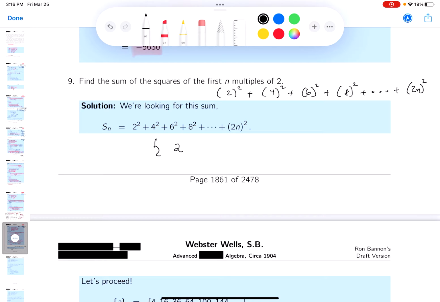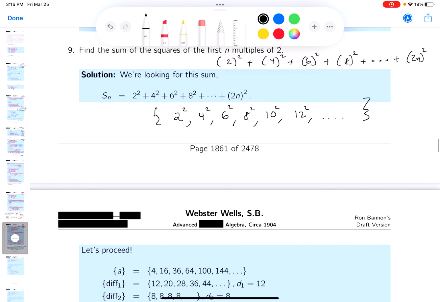2 squared, 4 squared, 6 squared, 8 squared, 10 squared, right? We're just going up by 2, right? 2, 4, 6, 8, 10, 12 squared. Well, you know what? I'm getting tired. And that's the sequence over there. I know it stops somewhere. Don't worry about that. What I'm going to do now is this is A.